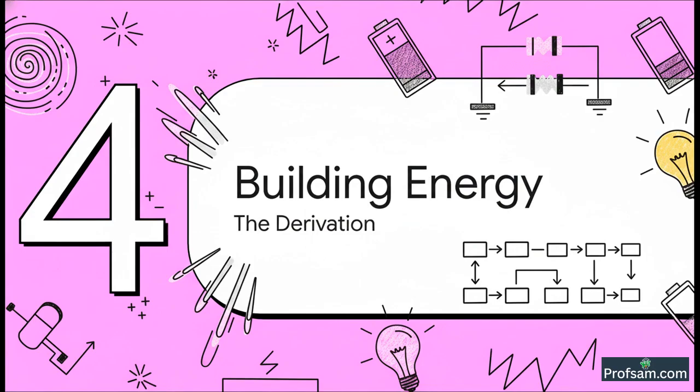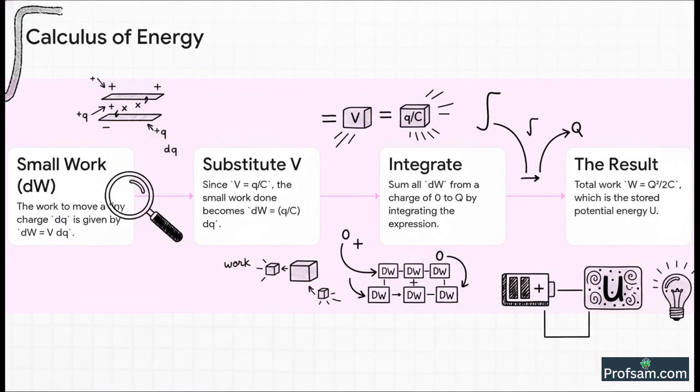Now, for those of you aiming for top marks, let's quickly see where this formula actually comes from. It's very logical. There is nothing to be afraid of. And this brilliantly illustrates how we build up from a tiny bit of work to the final expression. We start by thinking about the small amount of work, dW, needed to move a tiny charge, dQ. Then, to get the total work, we just add up all these tiny bits of work, from the very beginning when the charge was 0, all the way up to the final charge, Q. This process of adding up all the tiny parts is what we call integration. And when we do that, we get our final formula for the total energy stored.